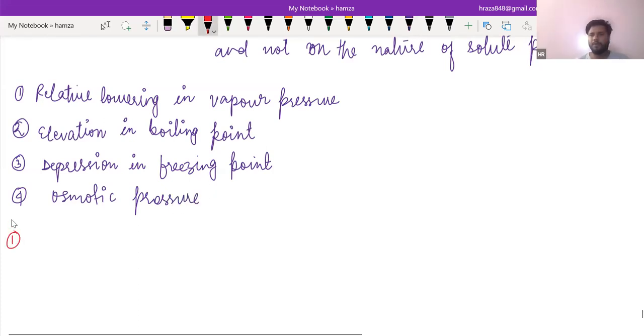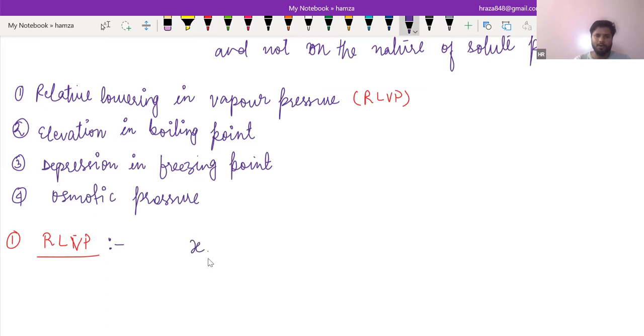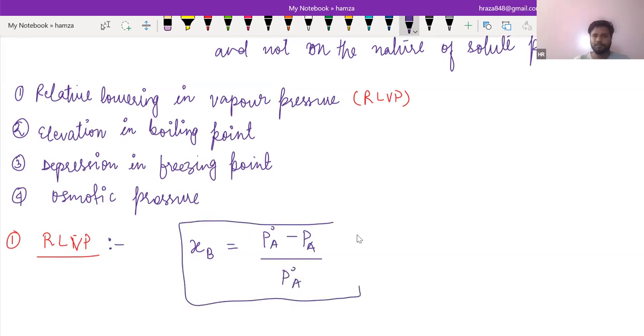The first, which we already covered when I taught you vapor pressure of solution containing non-volatile solute. So this RLVP means relative lowering in vapor pressure. And here we got a formula: the mole fraction of solute will be equal to (P naught A minus PA) upon P naught A. This is mole fraction of solute, which depends on the number of solute particles.